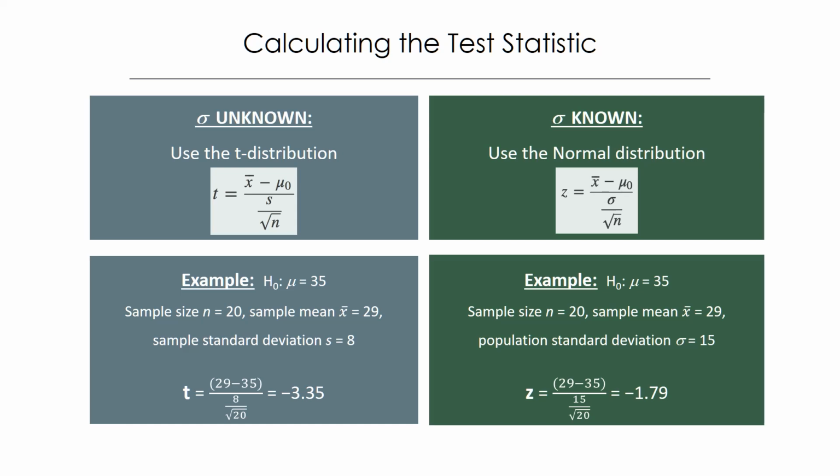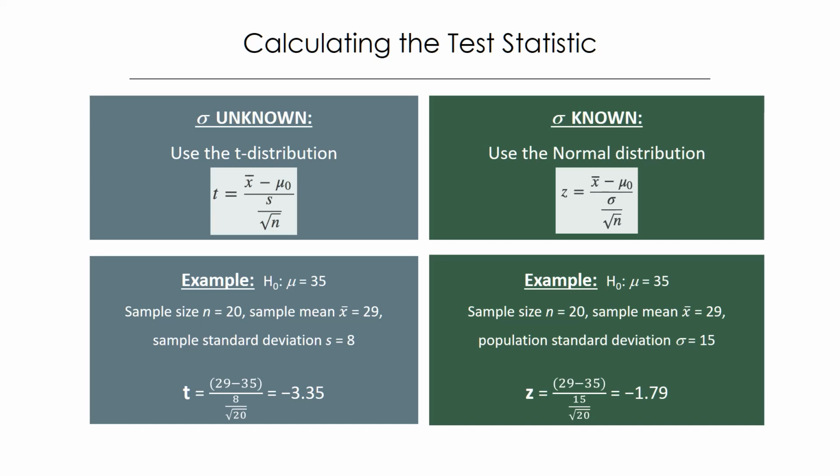Calculating the test statistic is done with a formula. There are two cases: when sigma, the population standard deviation, is unknown and when sigma is known. When sigma is unknown, we need to use the t-distribution and the t-score formula. So we take the sample mean, subtract the hypothesized mean, divide that by the sample standard deviation divided by the square root of the sample size.